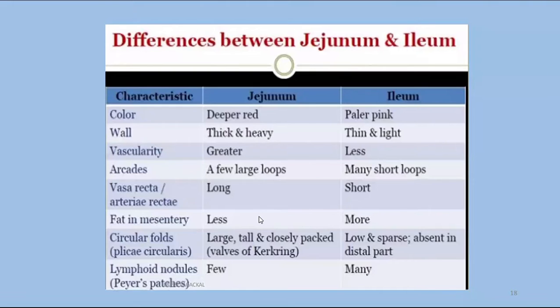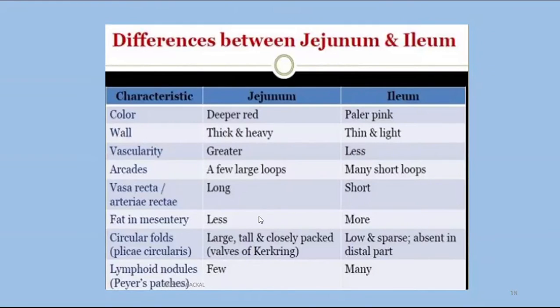Now, the differences between the jejunum and the ileum. Grossly, the jejunum is deeper red compared to the ileum, which is paler. Its walls are thicker and heavier compared to the light and thin ileum. It has greater vascularity than the ileum. The arcades seen in the mesentery are few, large loops, compared to the ileum with many short loops. The vasa recta are longer compared to the shorter vasa recta in the ileum. There is, however, less fat in the mesentery of the jejunum compared to that of the ileum.